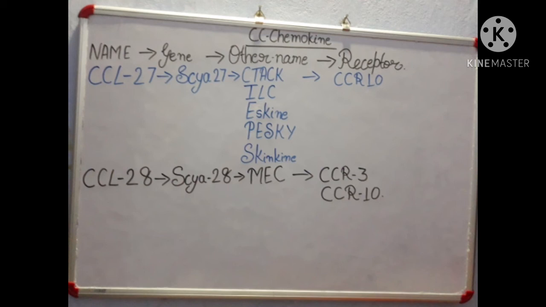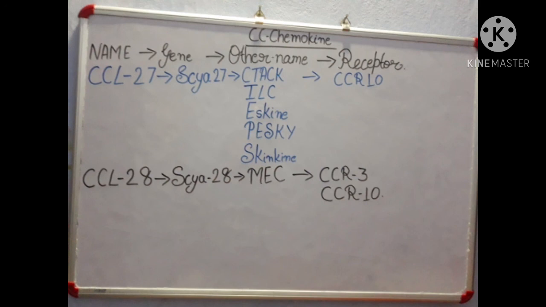The second last is CCL27, which is encoded by gene SCYA27. It is also known as CTACK, ILC, skin, pisky and skinkine. Its receptor is CCR10. Now CCL28, the last one. This is encoded by gene SCYA28. Its other name is MEC and its receptors are CCR10 and CCR3.